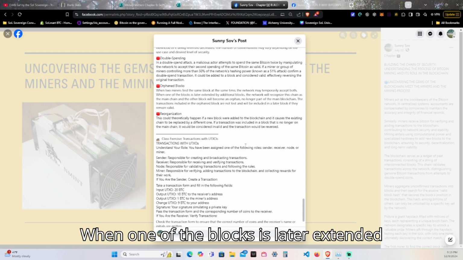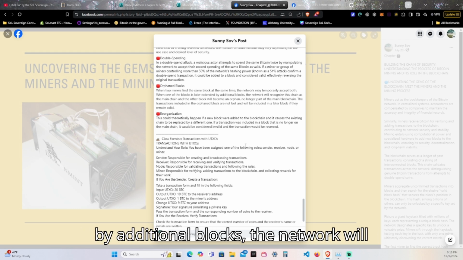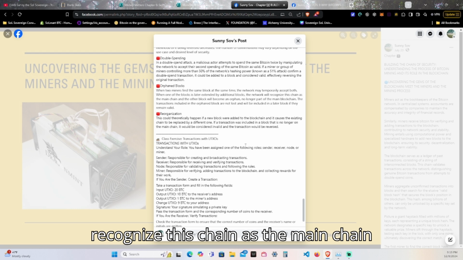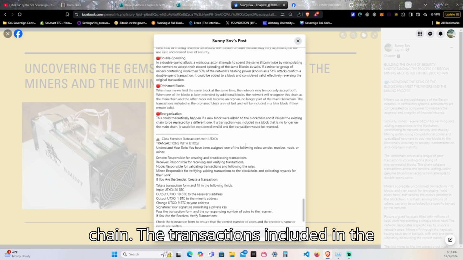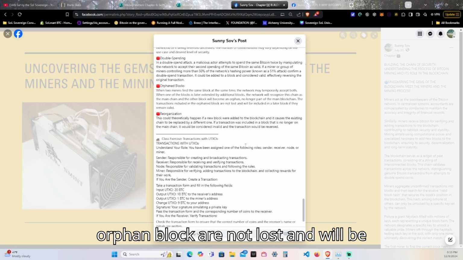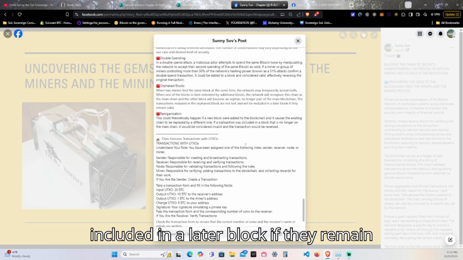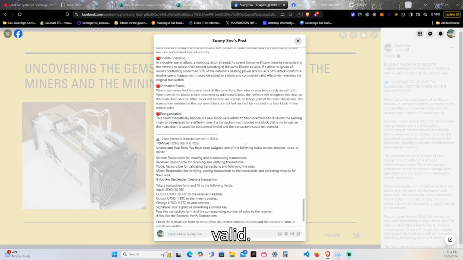Orphaned blocks. When 2 miners find the same block at the same time, the network may temporarily accept both. When one of the blocks is later extended by additional blocks, the network will recognize this chain as the main chain, and the other block will become an orphan, no longer a part of the main chain. The transactions included in the orphan block are not lost and will be included in a later block if they remain valid.